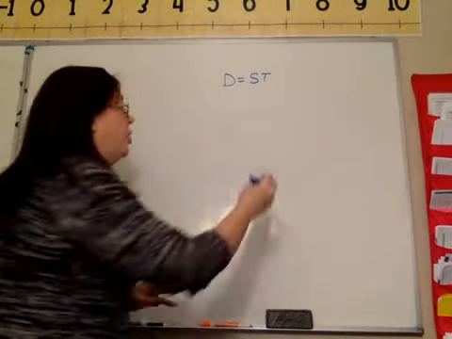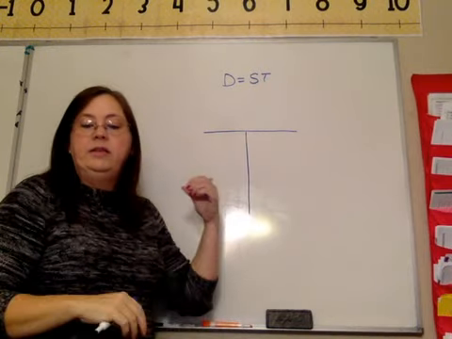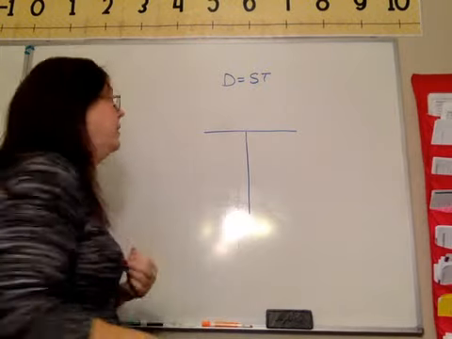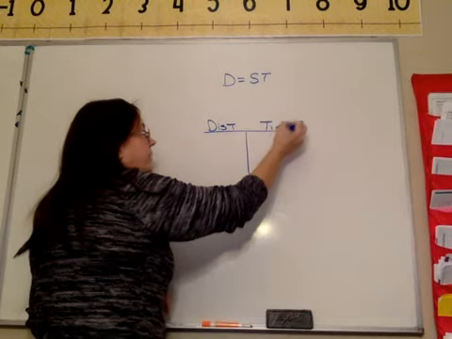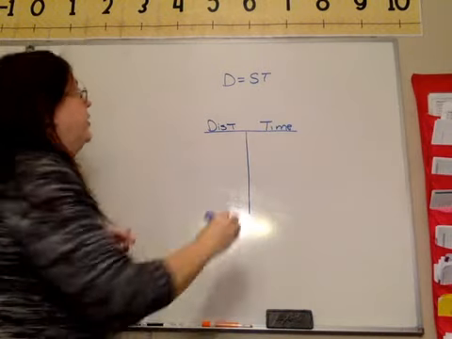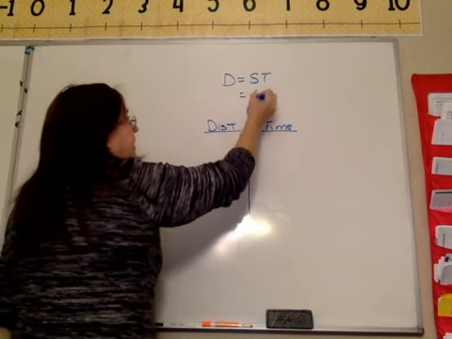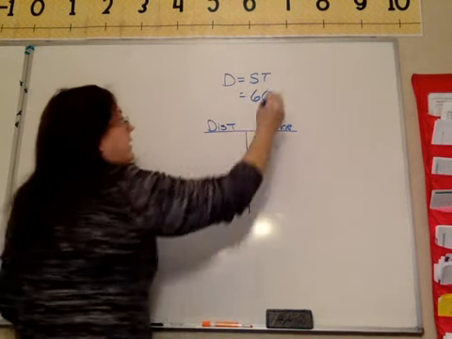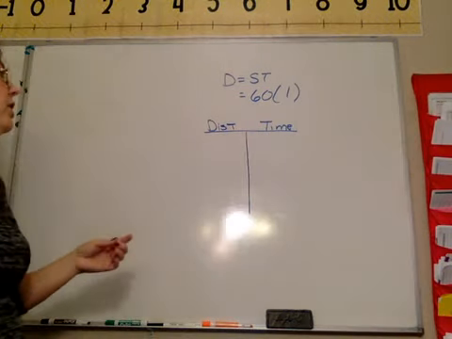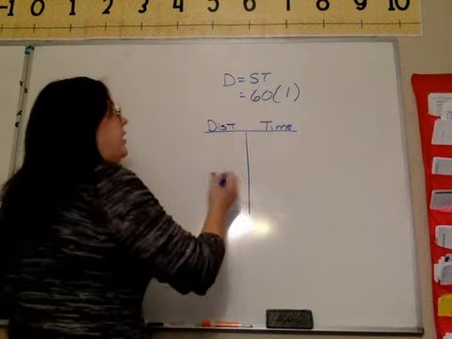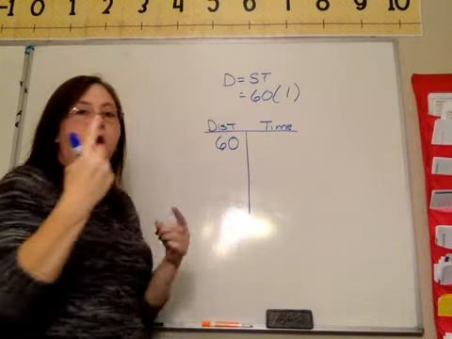But we want to make up a chart that would show the relationship between distance traveled and time. So we got distance here and time. Now, I'm just going to do one of these problems. If I wanted to know the distance that was traveled with the speed of that 60 miles an hour, there's my 60, and 1 hour. That's real easy. 60 times 1 would be 60. So the distance would be 60 in 1 hour.